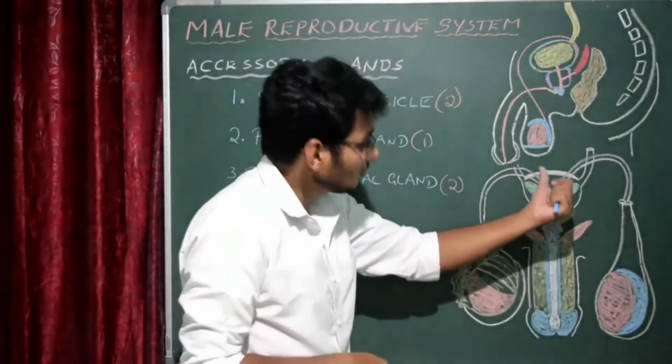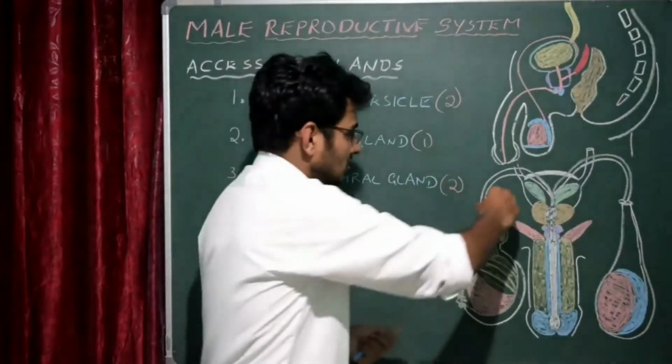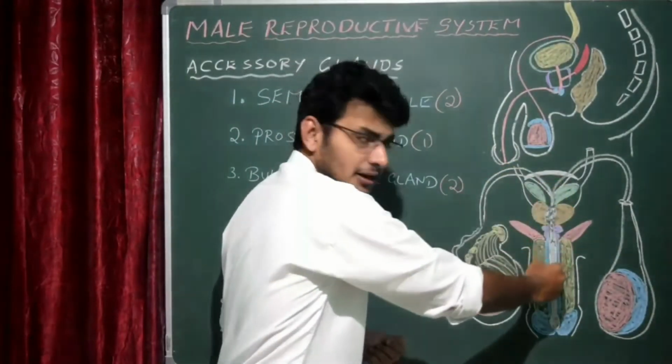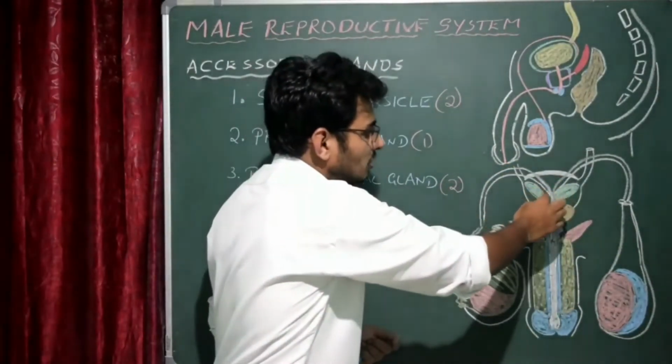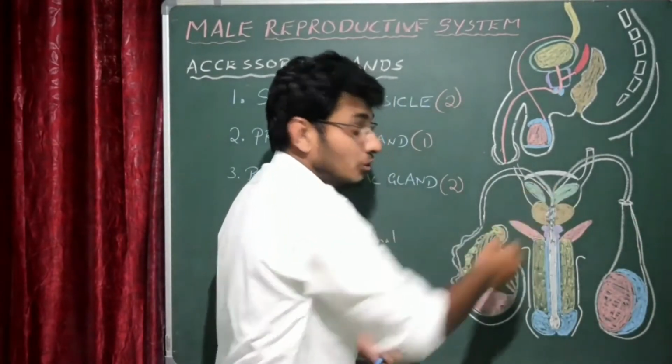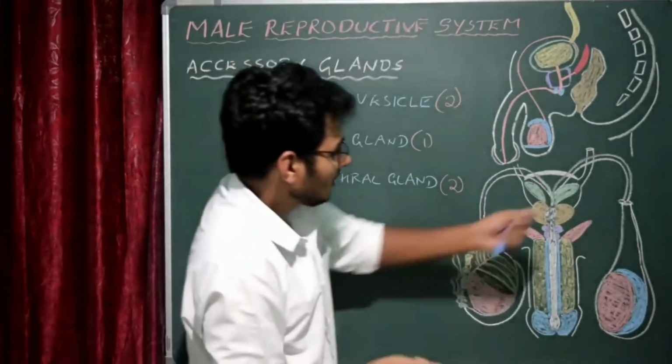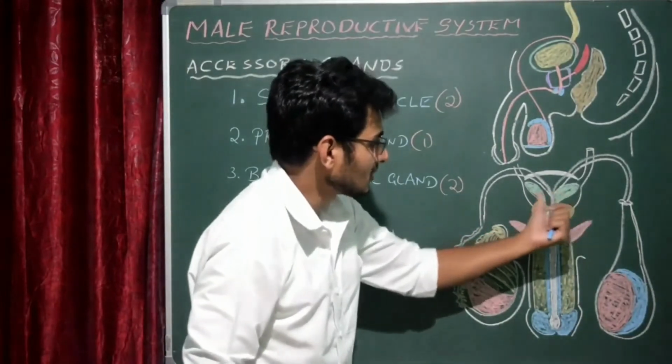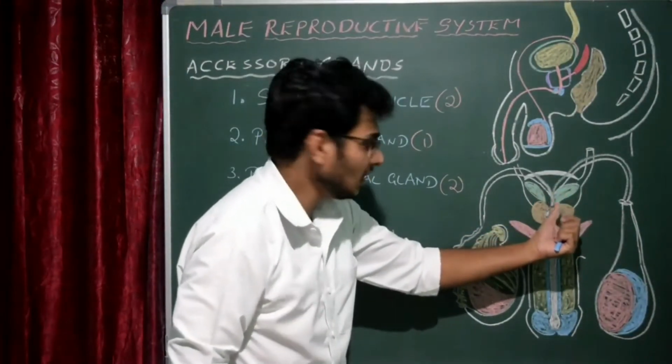Got it? They help to nourish the sperms. Obviously the sperms will be traveling here in this pipe, right? Obviously, what will happen, the secretions will be released directly into this pipe. Which pipe? Urethra. Okay, so that means the ducts of the seminal vesicle open into the urethra.